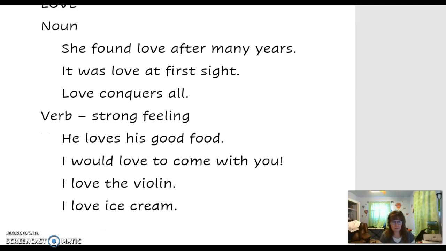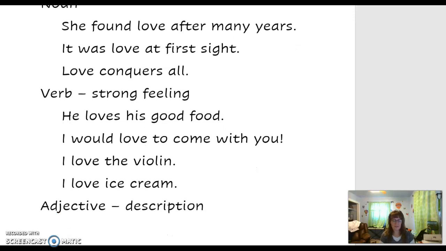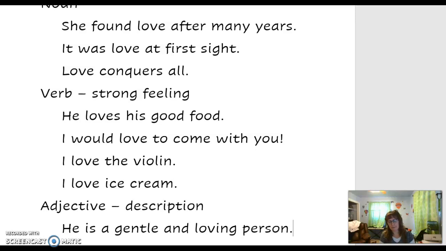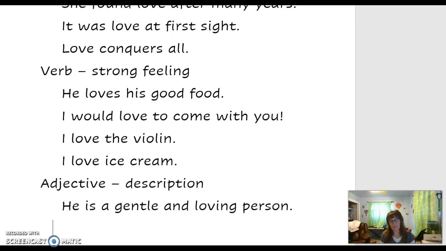To write a love story, you can also use love as an adjective, a description. In this way, love is used as a manner, something that is done, or the way in which something is done. This often looks like, he is a gentle and loving person. His personality or his mannerism, it's loving in nature.